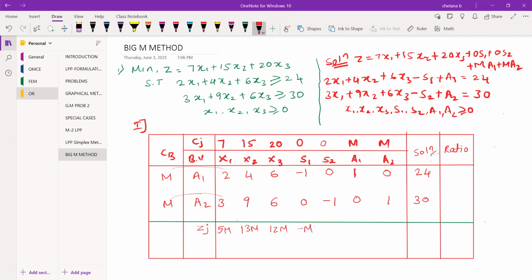Then minus M, minus M, M, M, and the solution 54M. Yes, this is the first set of calculation.